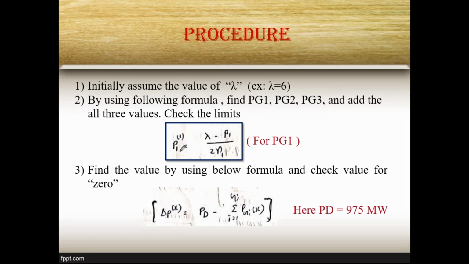So here, after finding the generation values, add the 3 values. Then you will get one value, and that value has to be subtracted from the power demand. If you get 0, that is, after PG1, PG2, PG3 you get the same value as PD, then the lambda value is correct. Otherwise you have to update this value. The next step it may be 6.4, it may be 7, like that. We have to check what value is needed to get 0.